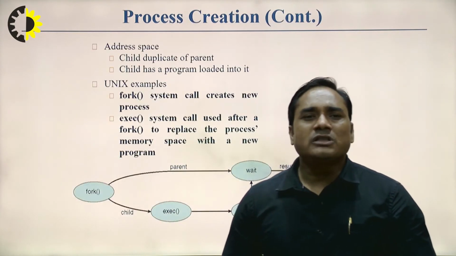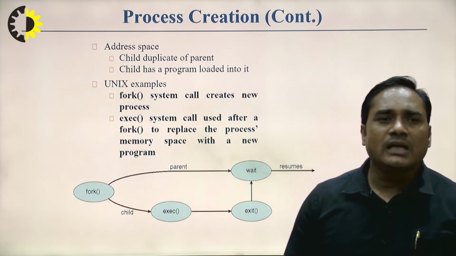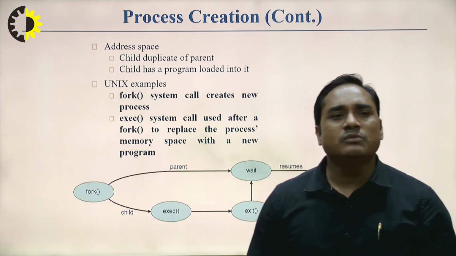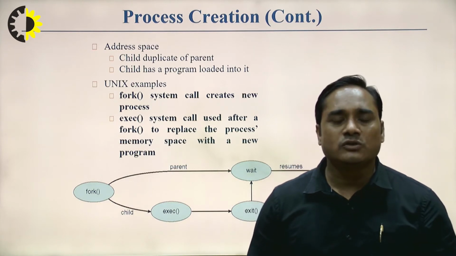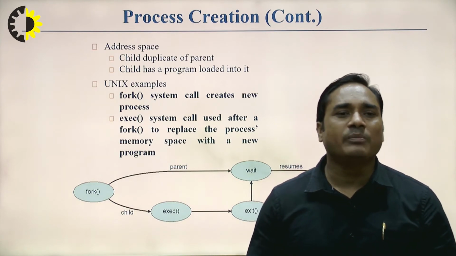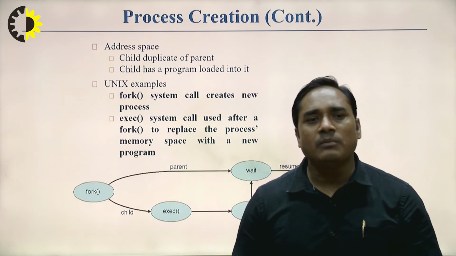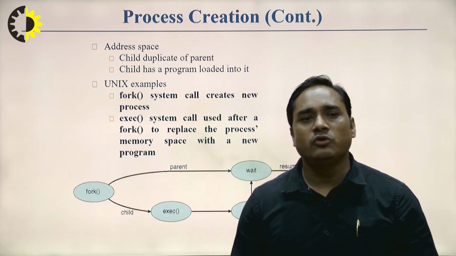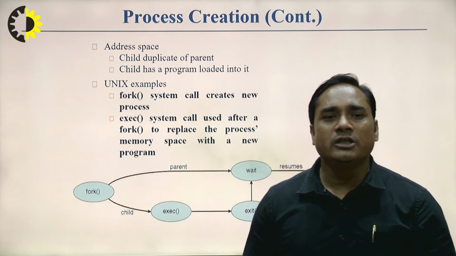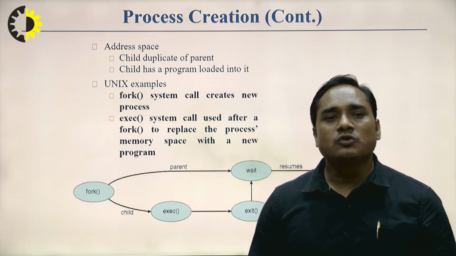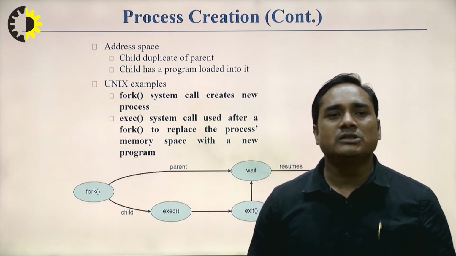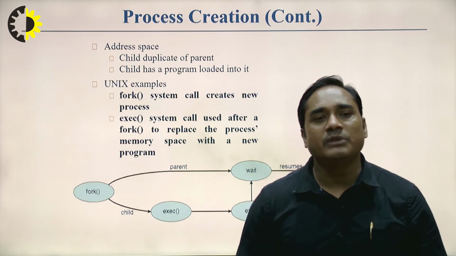So what is process creation? Let's look at process creation in the Unix operating system. The address space of the child is a duplicate of the parent. The child is nothing but a duplicate of the parent, and it has a program loaded into memory. If a child is going to start execution, it first loads the program into memory, and after that the child starts execution.